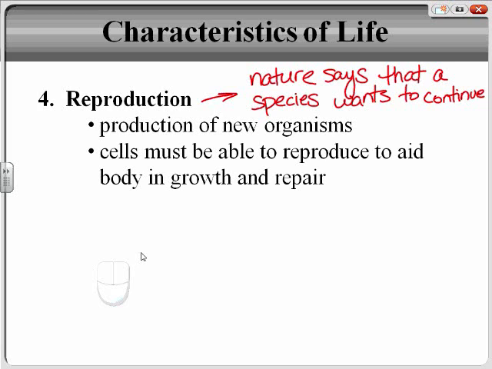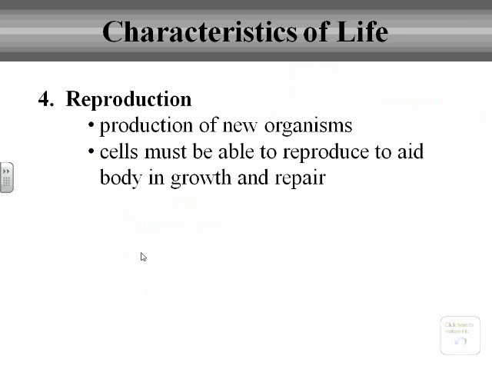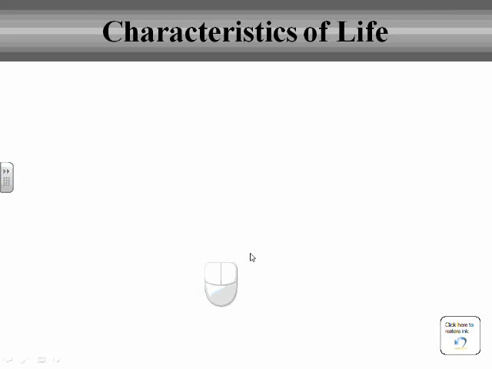In addition, reproduction also occurs at the cellular level, right? At the cellular level, the cells need to be able to reproduce. That particular reproduction that we're talking about is mitosis, right? For growth and repair. Just for typical maintenance, there needs to be reproduction of cells in order to maintain life.